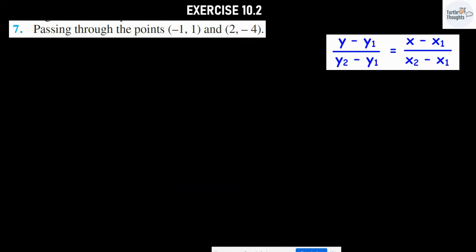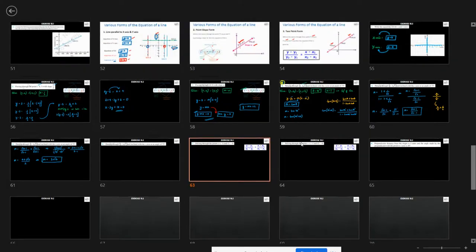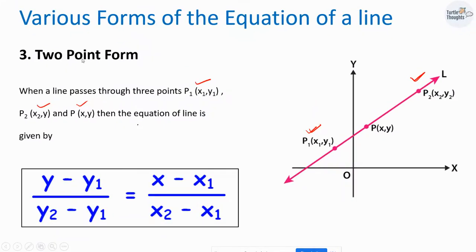I will move on to the seventh question. Fifth and sixth are from a different concept, so once I consider those concepts I will be solving the same. So equation of a line passing through points minus 1 comma 1 and 2 comma minus 4. This comes under the two point form, because we know two coordinates over here. So we can use two point form to solve question number 7.